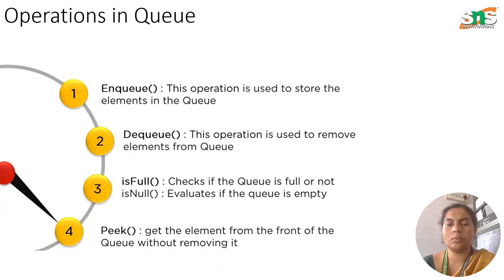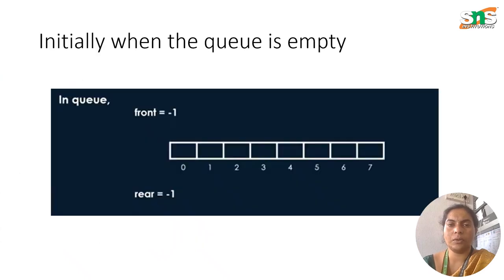So these are the operations that are performed in a queue. First one is Enqueue. This operation is used to store an element in the queue, and Dequeue is an operation which is used to remove an element from the queue. Before performing Enqueue or Dequeue operations, we have to check whether the queue is full or empty. For that, the function we use is full, which is used to check whether the queue is full or not, and the null function is used to evaluate if the queue is empty. Another operation we use is the peek operation, which gets the element from the front of the queue without removing it. So these are the basic operations performed on a queue.